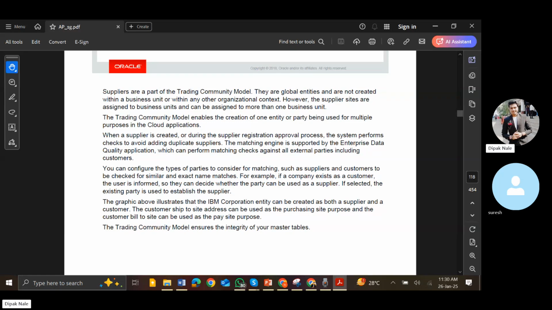I have to take a pause. First, they cannot create global entities within a business unit. Then they will assign the supplier sites to a business unit, and can assign more than one business unit. Then creation of one entity, that you said the same. The purchasing unit was different and the billing unit is different. Bill to site can be used to pay the site purpose.